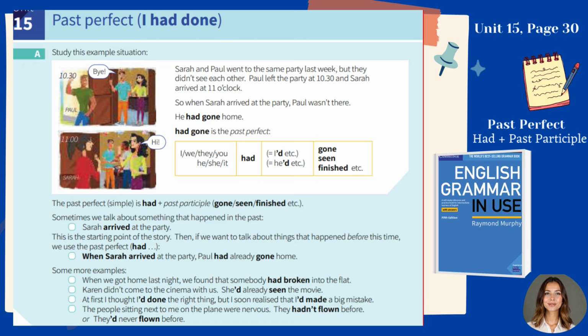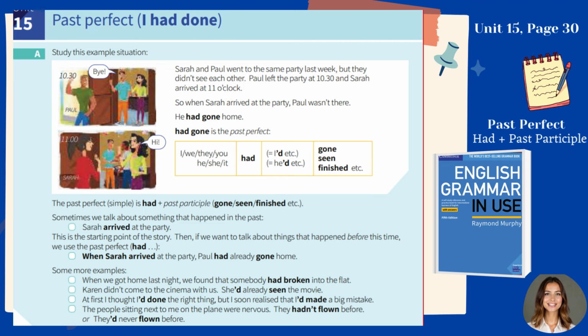Present perfect. I've seen that movie. It matters now. Maybe you're telling a friend. Past perfect. I had seen that movie before. You're talking about the past, a memory before another past moment. Let's compare. The house was dirty. They didn't clean it for weeks. Past simple. The house was dirty. They hadn't cleaned it for weeks. Past perfect. Past perfect gives us the cause or background.